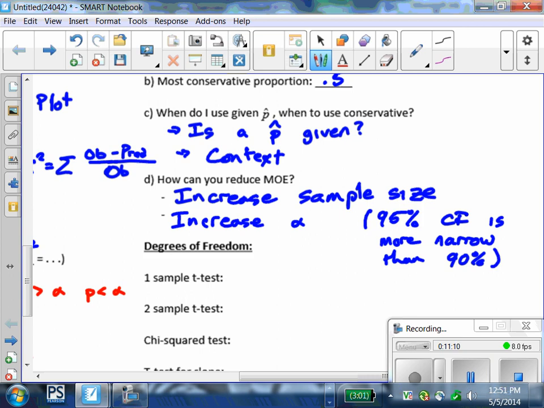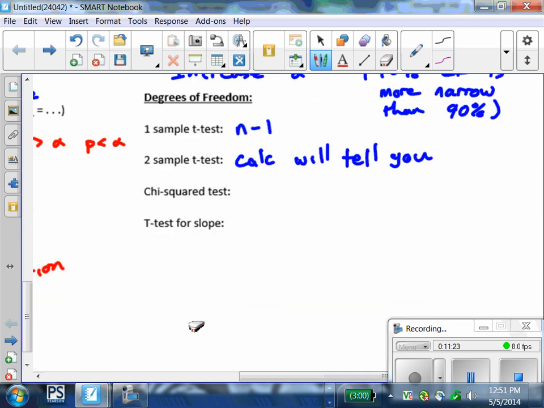If it's a 1 sample t-test, it's going to be n-1. 2 sample, the calculator will tell you. It's a weird formula, so you're just going to let the calculator do the work. Chi-squared, remember that's rows minus 1 times columns minus 1. And then if it's a t-test for slope, it's going to be n-2.